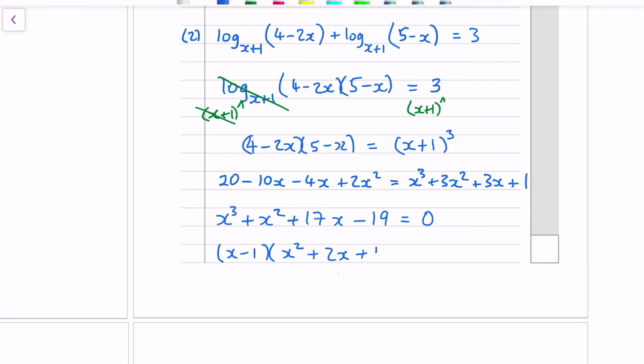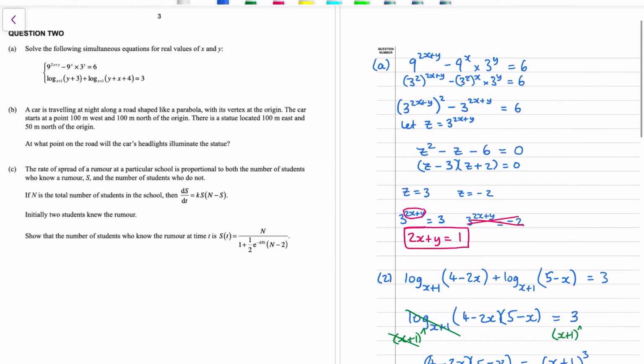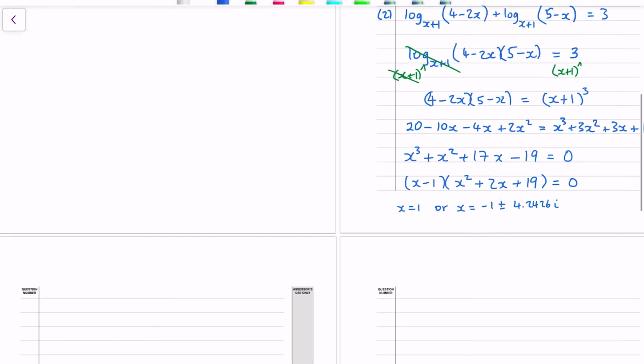And then that's the remaining factor. I just factored that by inspection. So we've got x equals 1 or x equals minus 2. Sorry, not minus 2. I've just cheated on the graphics calculator here. Minus 1 plus or minus 4.2426i. The question asked us to find real values of x and y, so actually we didn't need that last part.